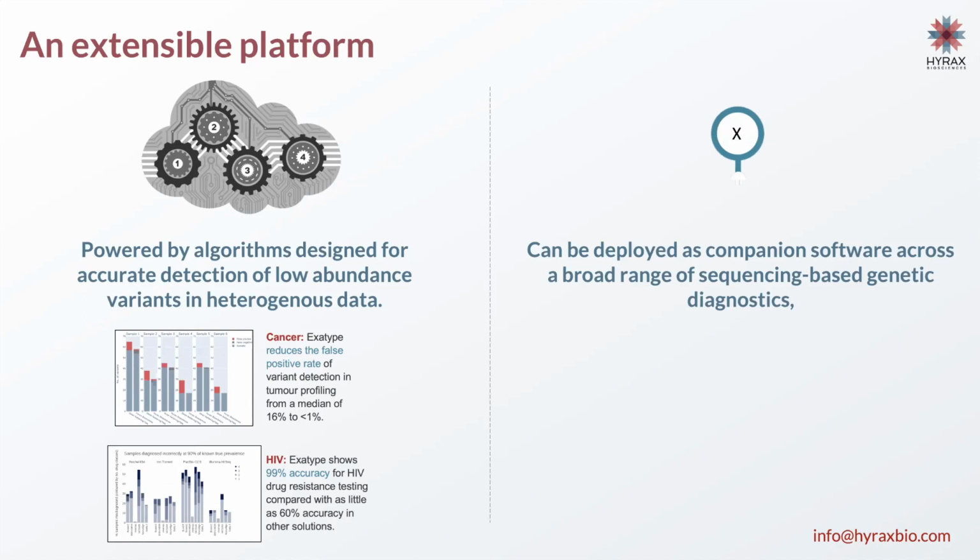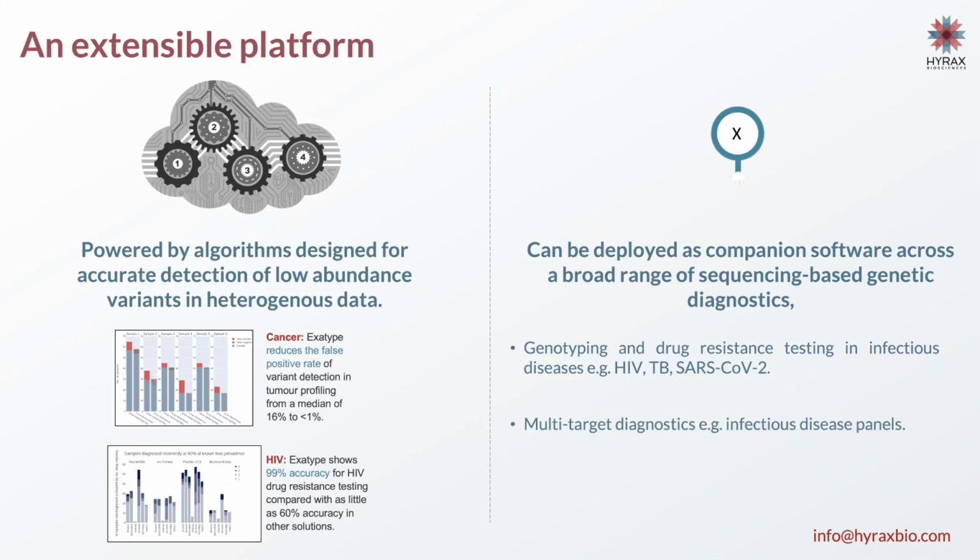But I think the key thing about the platform is that it can be deployed as companion software across a broad range of sequencing diagnostics. So all the information that harnesses the power of the platform is contained in the plug, and that's what makes it applicable to a particular setting. So for example, Exatype can be very easily deployed for genotyping and drug resistance testing. So you've seen our SARS-CoV-2 solution. For example, we have a couple of HIV drug resistance testing solutions as well, where essentially we can harness the power of the platform to identify variants, call variants, and output reports that are passed directly through to clinicians.